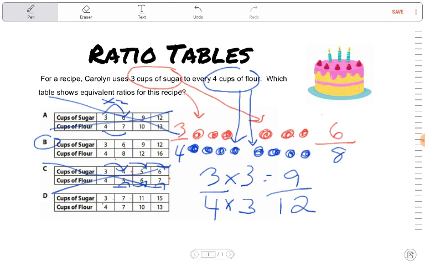And our final one, D. Now instead of adding 1, seems like we're adding 3. We're adding 4. We're adding 4. Oh, instead of 1, we're adding 4. So again, we're not adding here, we're supposed to be multiplying. So I can get rid of D. And that means that B is the correct answer. B shows equivalent ratios for this recipe.